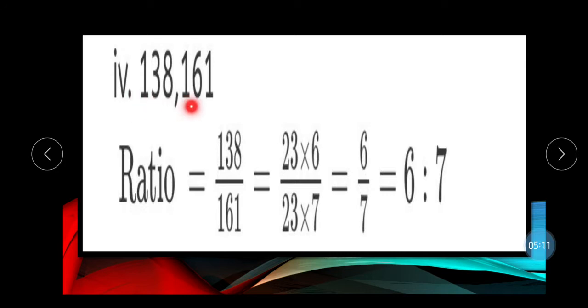Fourth one, 138 and 161. Ratio is equal to 138 upon 161 is equal to 23 into 6 upon 23 into 7. 23 gets cancelled. What remains is 6 upon 7. That is equal to 6 is to 7. Final answer, 138 is to 161 is equal to 6 is to 7.